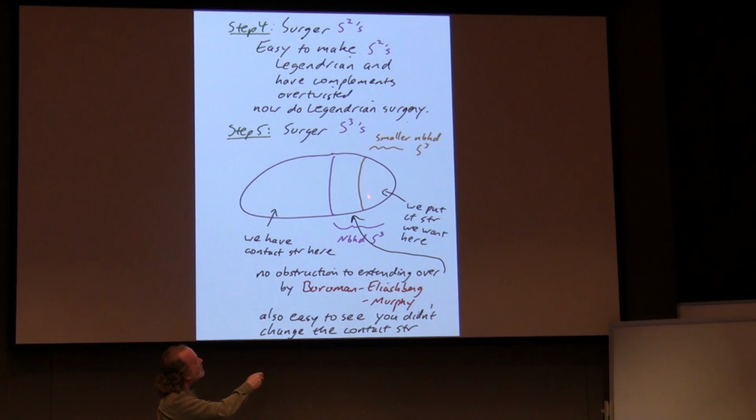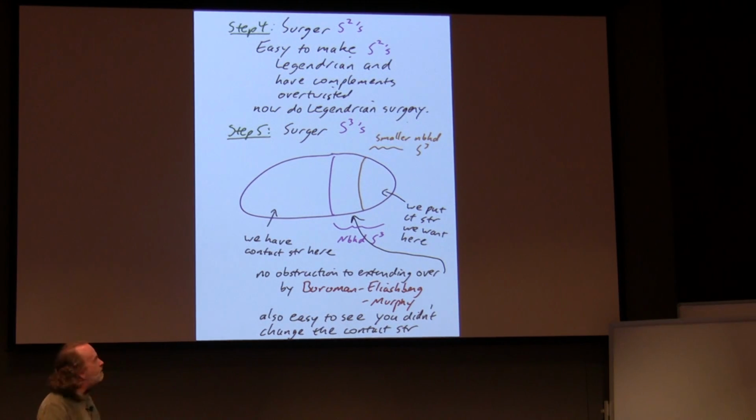Now, in a smaller neighborhood of the S3, I'm just going to put whatever contact structure I want. So I'm going to put the one that is going to allow me to do the surgery I want to do. Okay? And in between, I just make sure I can extend the contact structures on these two pieces over this little region, which of course is just an S3 cross S1 cross interval, I guess. And it turns out there's no obstructions to extending the contact structure, an almost contact structure there. And then that allows you, again, through Borman-Eliashberg-Murphy, to actually make that contact. And it turns out that the way you've done this entire thing here is going to be isotopic to the contact structure you started with.